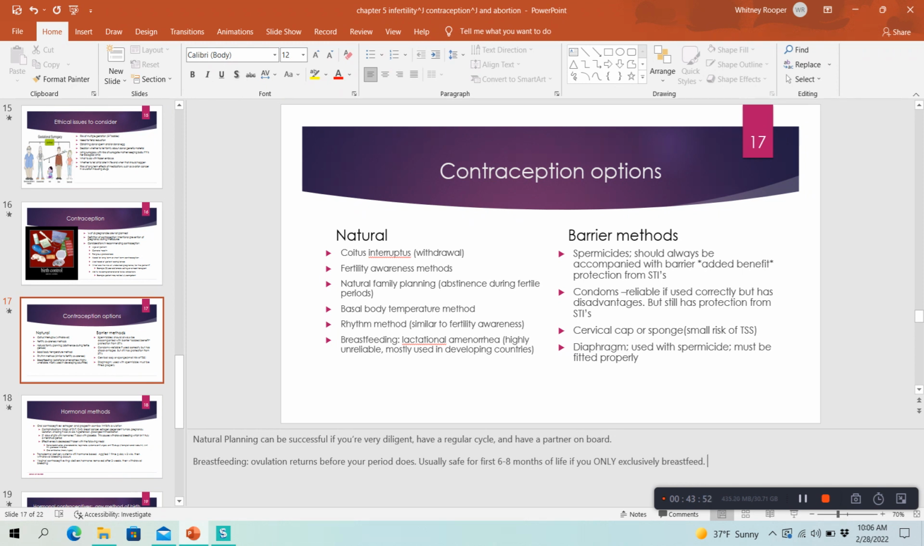So that's natural. Anything that's a natural method of birth control is really just figuring out a way to avoid getting pregnant by not having intercourse when you think you're going to be fertile. That's the bottom line there.